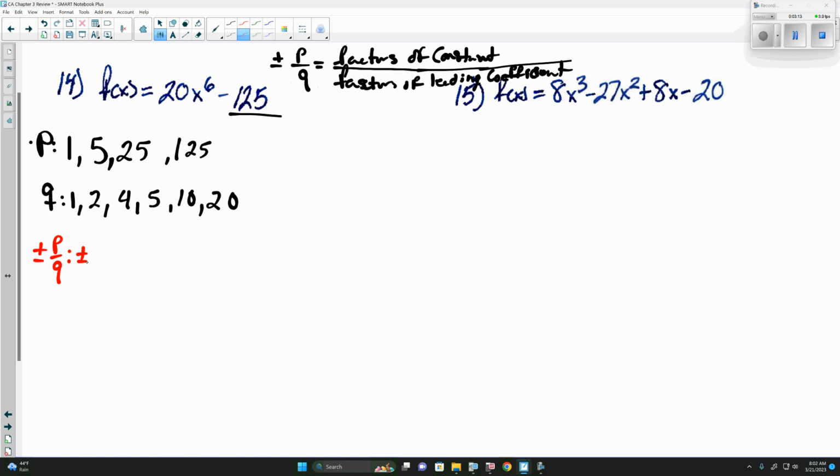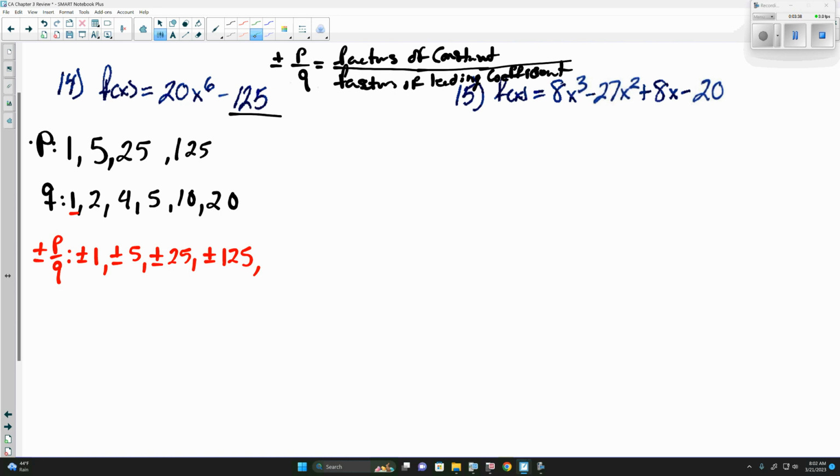Now to list all the possible rational zeros, we have plus or minus p over q. I always start with the first value of q, which is 1. So we can do 1 divided by 1 is 1. 5 divided by 1. 25 divided by 1. And 125 divided by 1. Because it really just works out, we get plus or minus our factors of p.